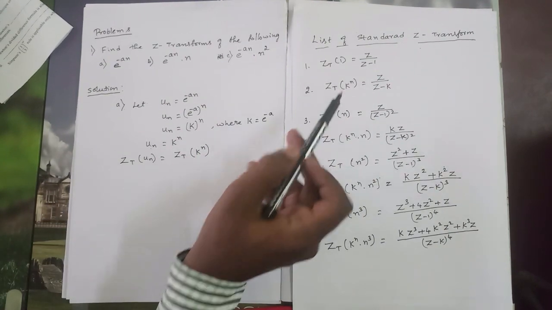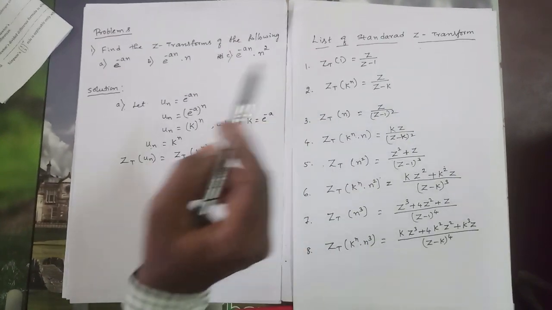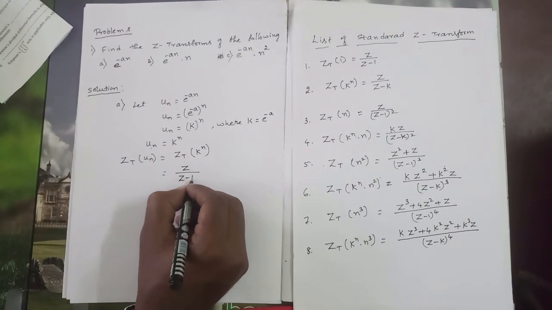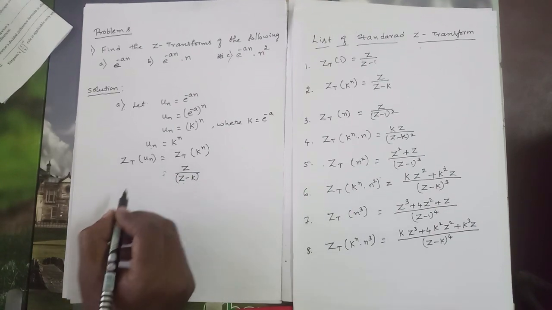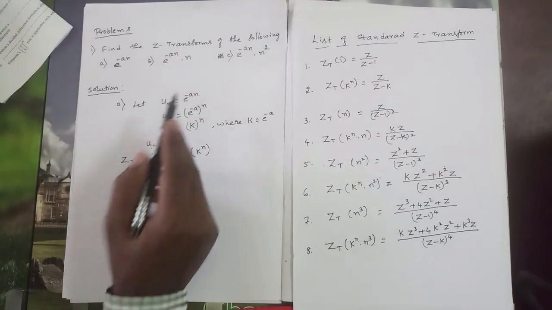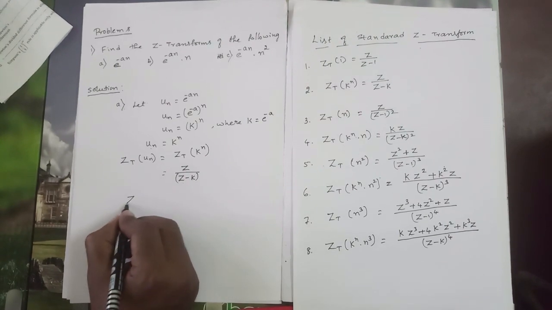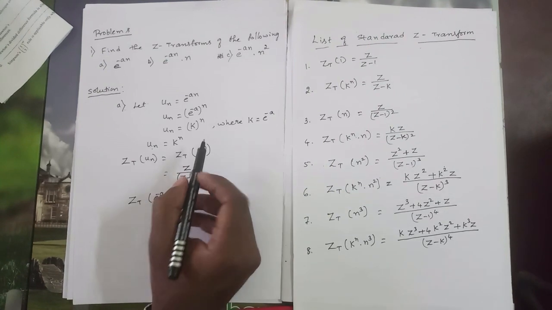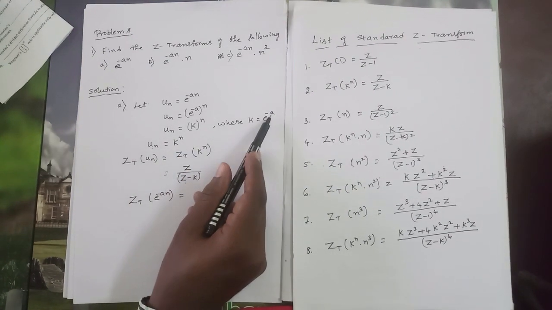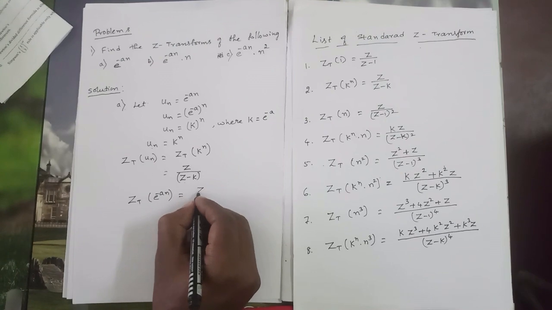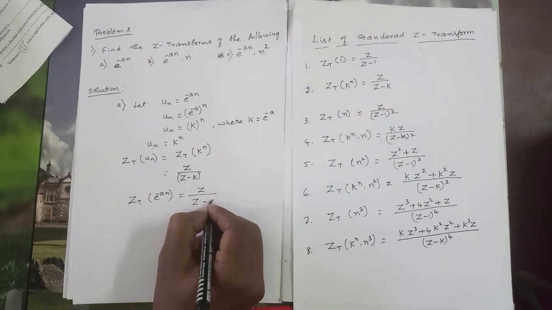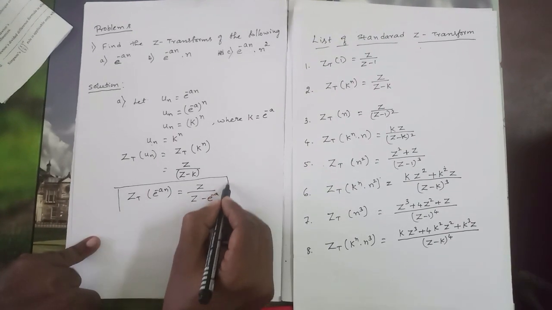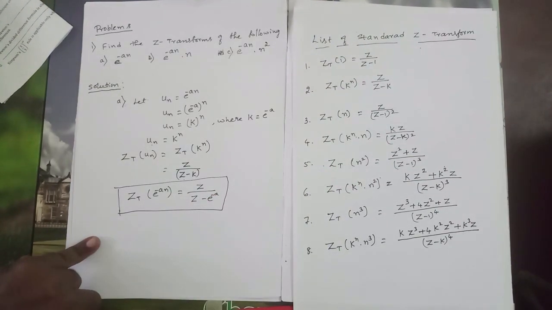So what is the k to the power of n formula? Z transform of k to the power of n, we know, is z divided by z minus k. Here you have taken un as e to the power of minus an. So Z transform of e to the power of minus an equals, what is k here? K is also e to the power of minus a. Substitute that: z divided by z minus e to the power of minus a. So this is the required result.